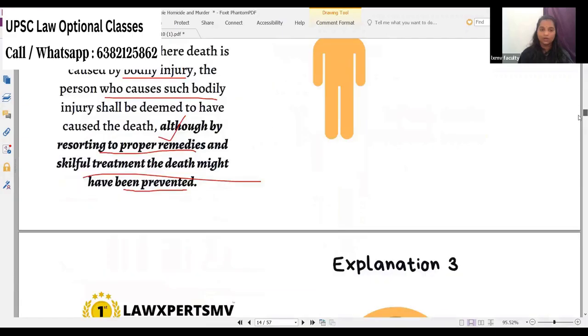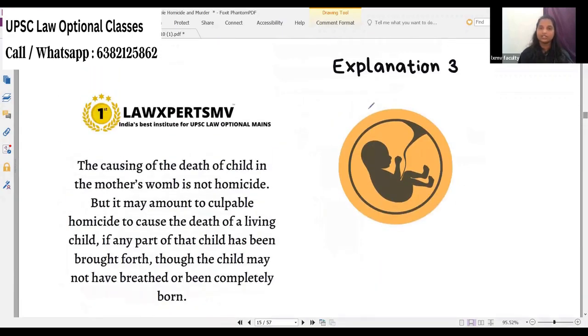Now we will move on with the third explanation. I'll just explain it, okay? It's very simple. So you're causing death of a fetus inside the womb of the mother, then it is not culpable homicide. When I say it is not culpable homicide, we are not leaving out the person from any culpability. They will be charged under some other offense. They won't be charged under culpable homicide. That's what it means, okay?